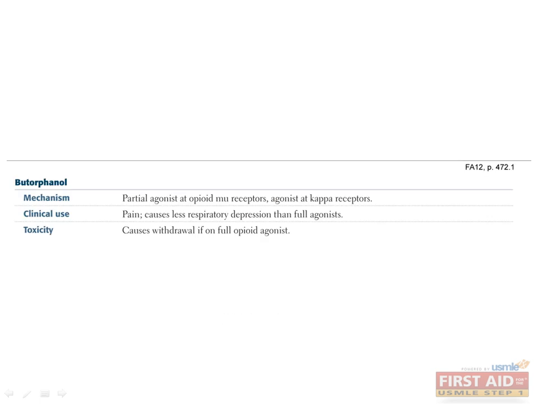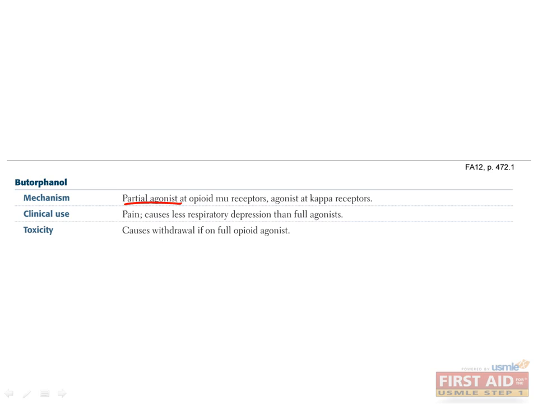Butorphanol's trade name is Stadol. It's important not so much for what it is used for, but rather to illustrate the concept of partial agonists. Butorphanol is a partial agonist at the mu receptor, but has a lower efficacy at the mu receptor than full agonists like morphine. So what happens? In the presence of a full opioid agonist, butorphanol competes for mu receptors with morphine, but it isn't as good at activating the G protein coupled receptors. So there's less of an opioid effect.